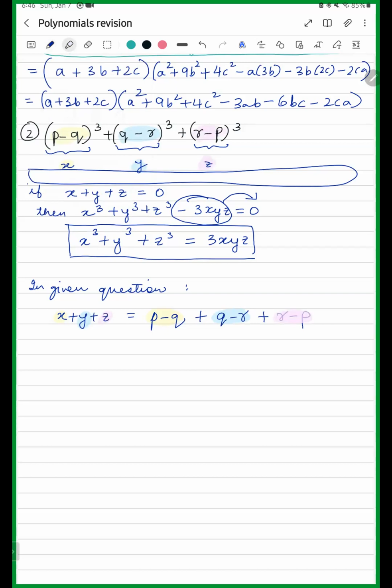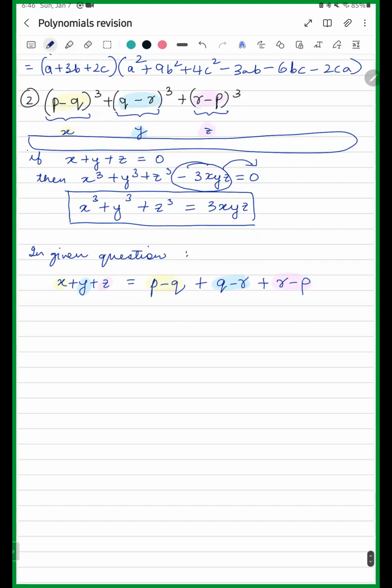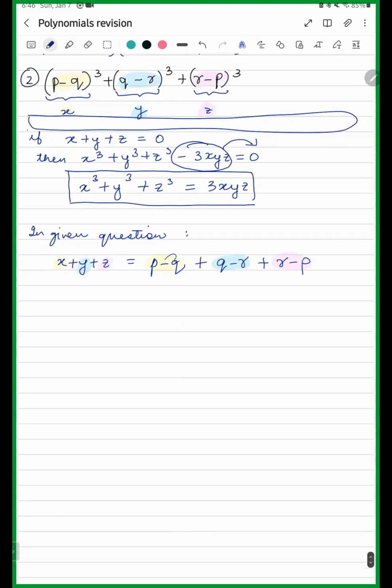Now you can see that here p minus q plus q, so minus q plus q cancel. Minus r plus r cancel. P minus p cancel. What do we get? 0. So here in this question, indeed x plus y plus z is equal to 0.